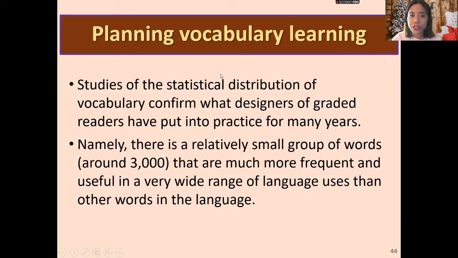Planning vocabulary learning. Studies of the statistical distribution of vocabulary confirm what designers of graded readers have put into practice for many years. So for me, you really have to make sure that you consider the grade of your readers or your learners. And it's very important to allow our learners to learn vocabulary. Namely, there is a relatively small group of words, around 3,000, that are much more frequent and useful in a very wide range of language uses than other words in the language.